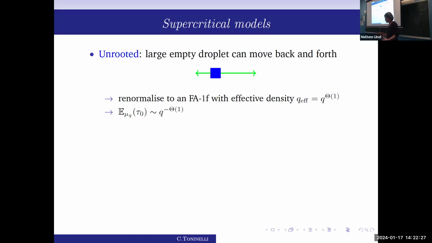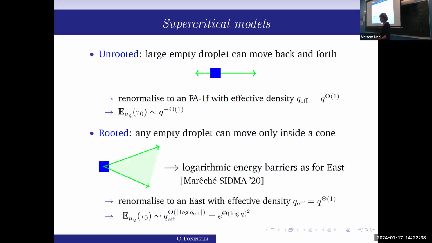Okay, so now that I have these two building blocks, I can explain the supercritical models, these two classes, unrooted and rooted models. Essentially, you have to think about them as follows. The unrooted models behave like FA1F, with the difference that the roots can be much more complicated. And essentially what happens is that the role of the single empty sites, those that make this random walk, for this supercritical unrooted is played by some droplets, large but finite, that can move back and forth, can create a new droplet, and then the other one is filled, etc.